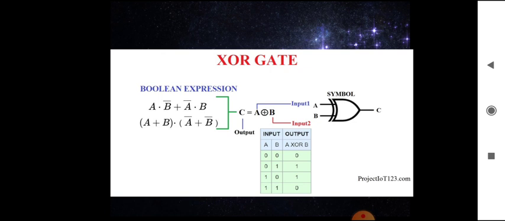Suppose the values of A and B are 0 and 0. So we substitute these 0 and 0 for A and B. I will substitute here. One second.